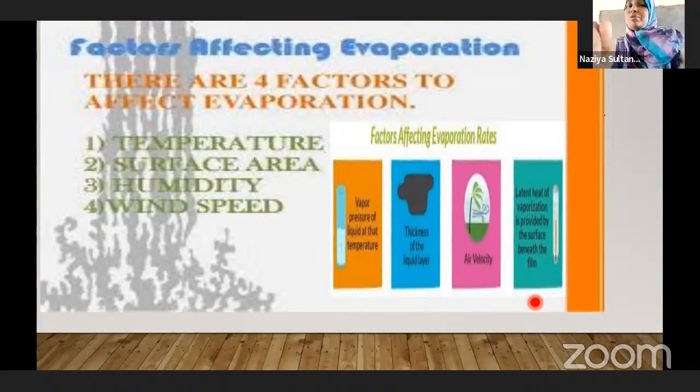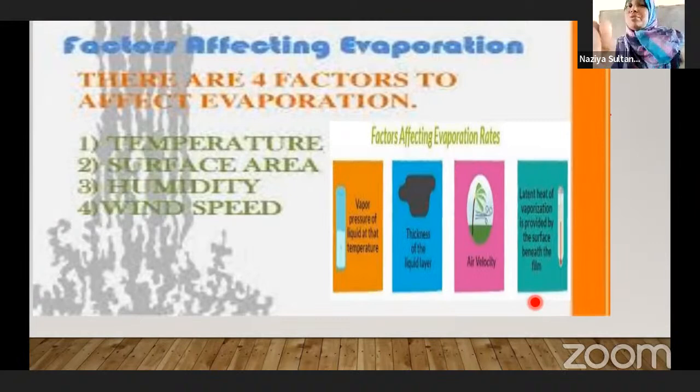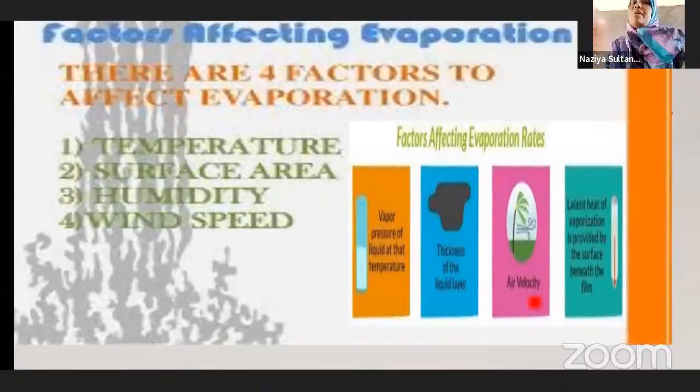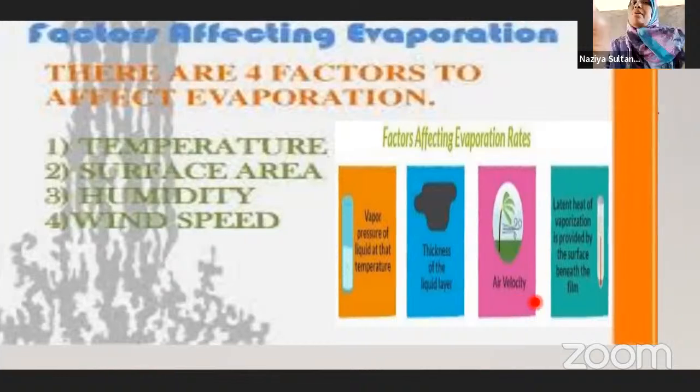Next, coming to the factors affecting evaporation. The factors affecting evaporation are temperature, surface area, humidity, and wind speed. Greater the temperature, faster is the evaporation. Greater the surface area, faster is the evaporation. Greater the humidity, lesser is the evaporation. And greater the wind speed, faster is the evaporation.